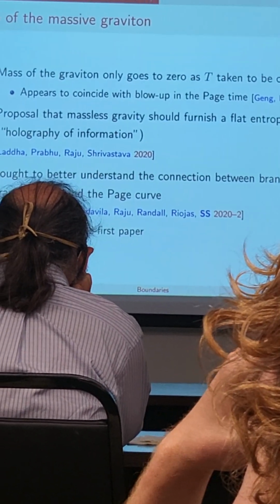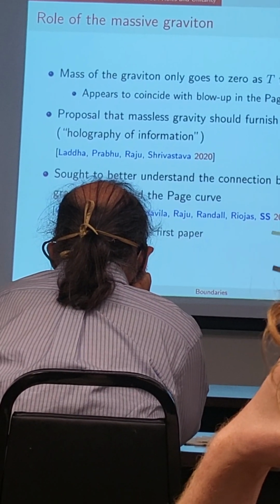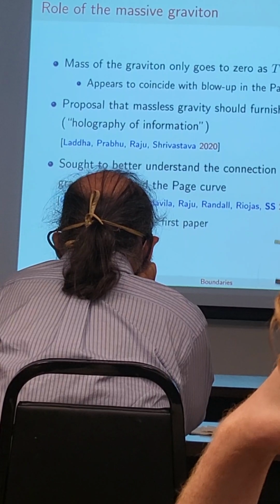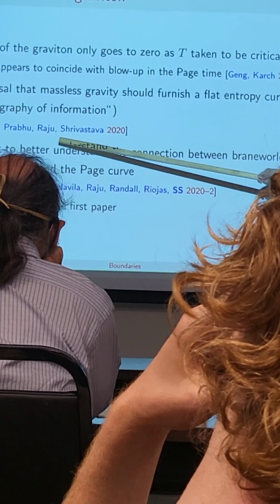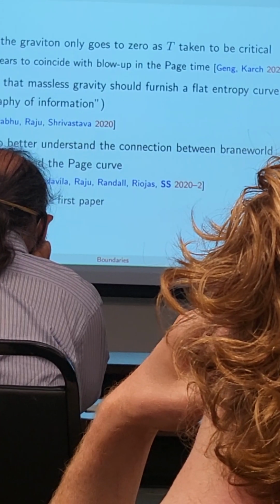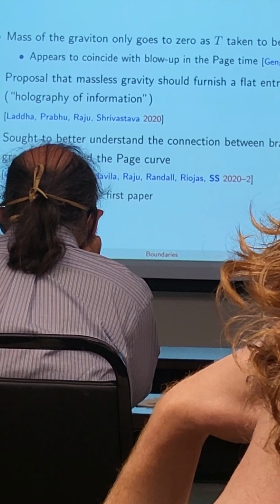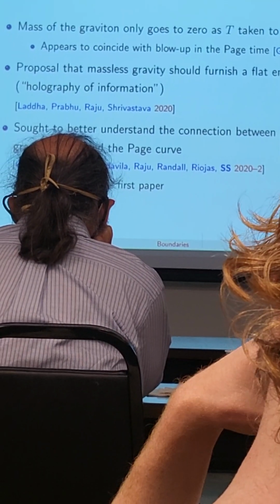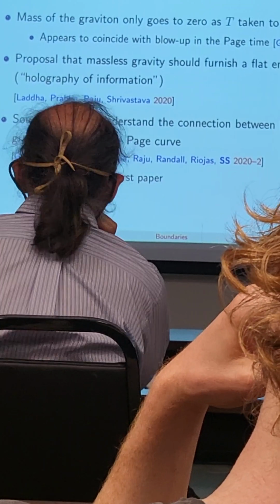Now, around the same time there was a proposal that if you have a theory of massless gravity, that should maybe furnish a flat entropy curve. It's by these authors. In particular, I want to highlight Raju, who would become a collaborator. This principle is something that they refer to as the holography of information.